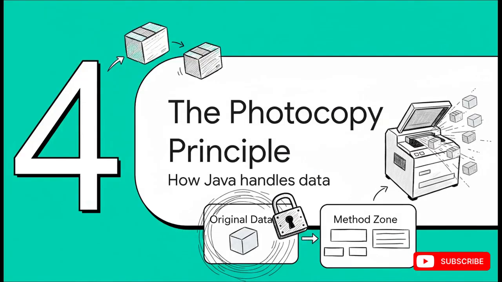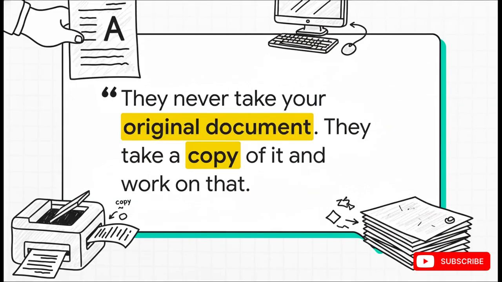Okay, deep breath. This next part is something that trips up so many people when they're starting out. But don't worry, we're going to make it super, super clear with a dead simple analogy. It's all about how Java keeps your original data safe when you pass it into a method. And this is the secret right here.